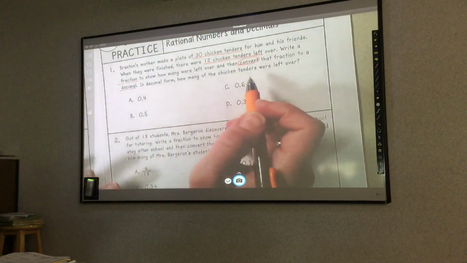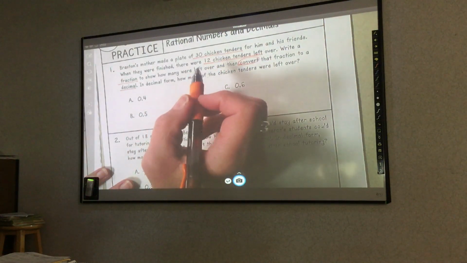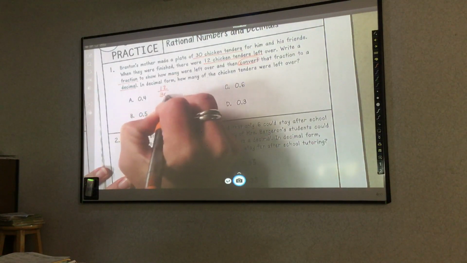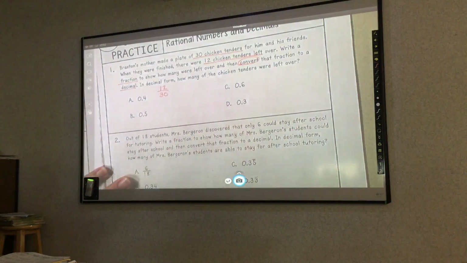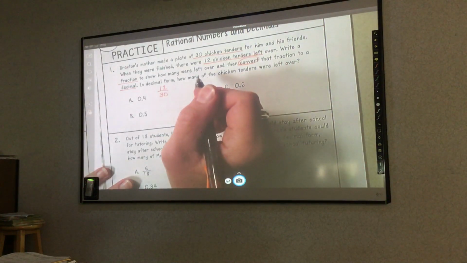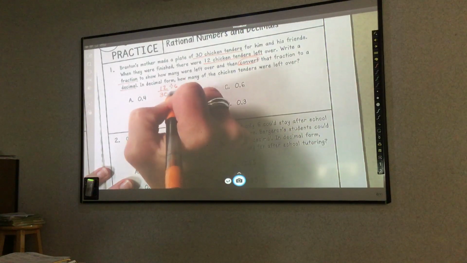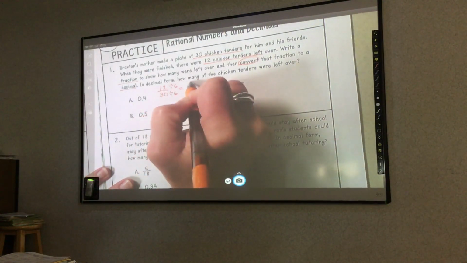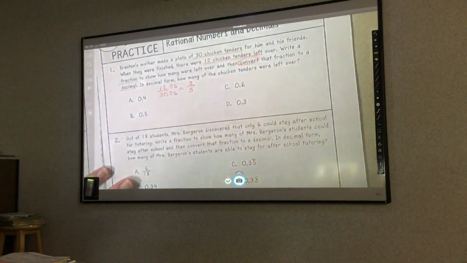So how do I write my fraction? How am I gonna write my fraction for what was left over? Just somebody tell me. 12/30. Yeah, so you write 12/30. Before I even make that a decimal, what should I do to my fraction? Reduce it. So what can I reduce 12 and 30 by? 6. You could have done it by 3, but then you'd have to do it again. So 12 divided by 6 is 2. 30 divided by 6 is 5.